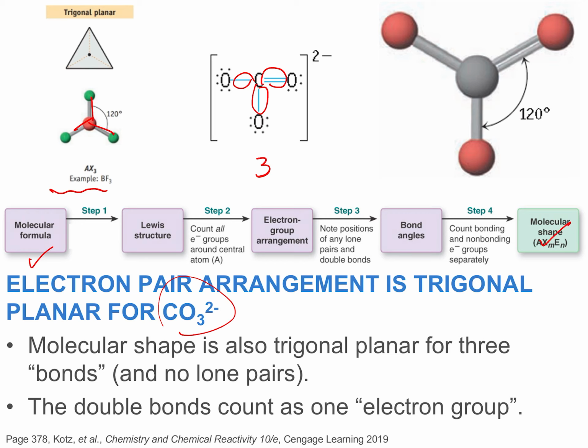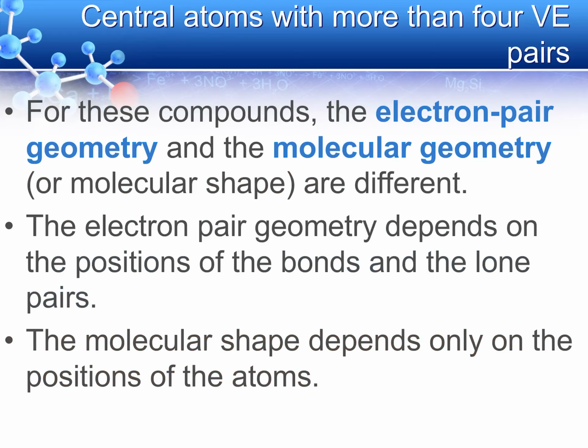So both its molecular shape and its electron group arrangement are trigonal planar. So again, we've got 3. I have bonds in quotations because one of them is a double bond, but it still counts as one electron group. So we have sort of 3 bonds and no lone pairs.